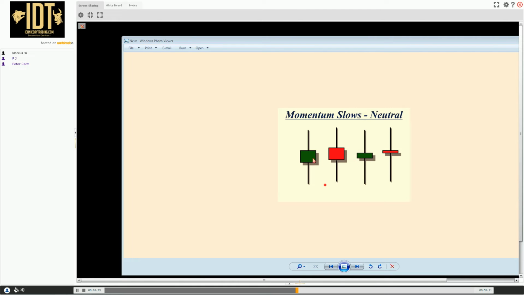Okay? So again, they're not hard to recognize, especially if they're at the top of a parabolic or if they're at the bottom of a falling knife. You need to recognize the move is slowing down and the trend is probably going to reverse. Okay? These are all neutral, momentum slowing bars. Reversal of trend is probably going to happen.